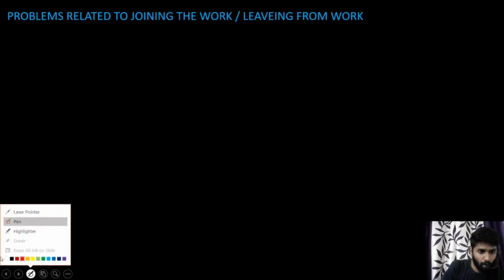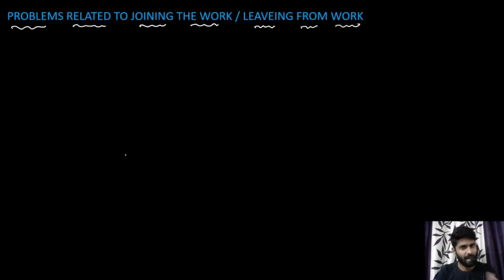Now move on to the concept. Clear? See, move on to the concept of problems related to someone who joins the work and someone who leaves the work. This is the most important concept. So they are doing a work, and after some time they leave the work, or after some men or women who are interested in doing the work join in the middle of the work. If the question is related to joining of work and leaving of work, what is your approach?